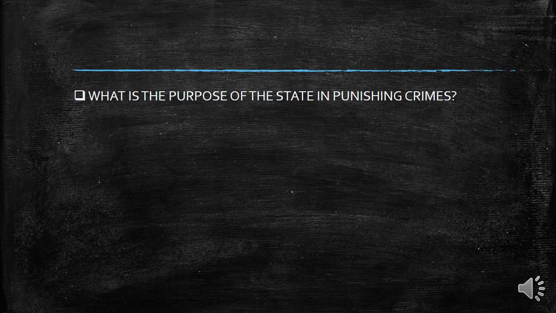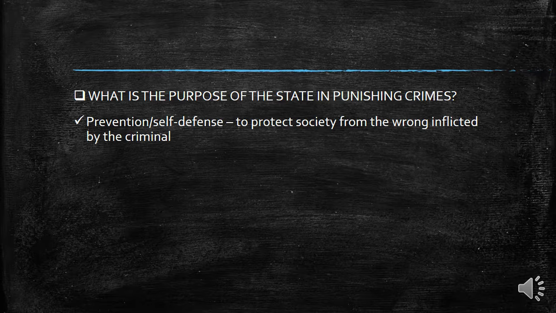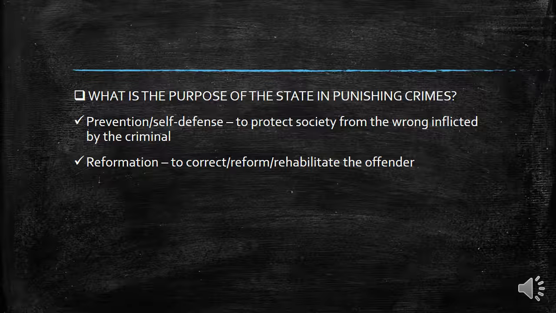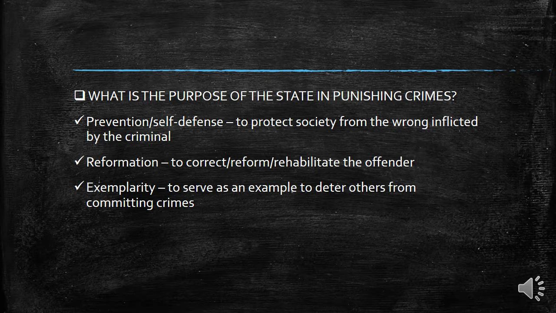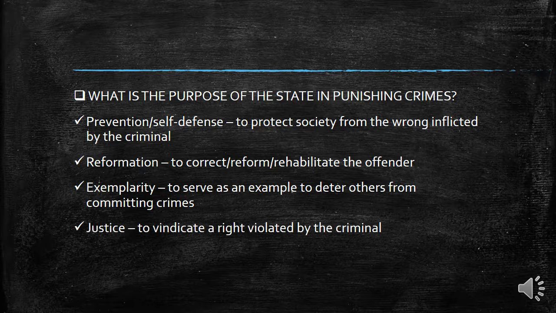What is the purpose of the state in punishing crimes? The first purpose is for prevention and self-defense. That is, to protect society from the wrong inflicted by the criminal. Another is for reformation. That is, to correct or reform or rehabilitate the offender. It can also be for exemplarity. That is, to serve as an example in order to deter or prevent others from committing crimes. The most important purpose is for justice, to vindicate a right violated by the criminal.